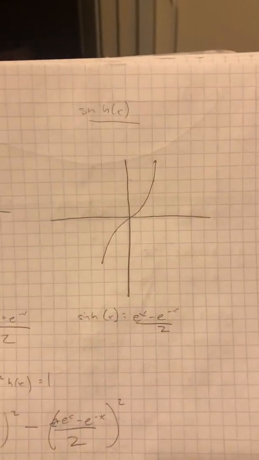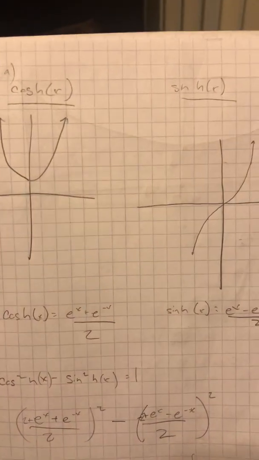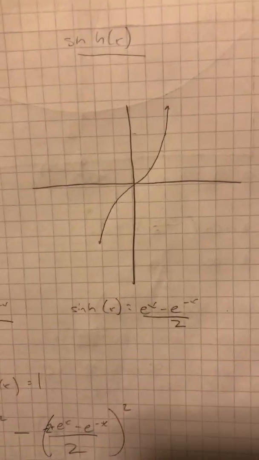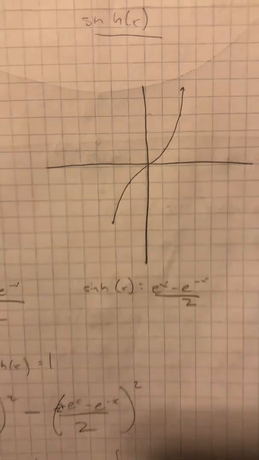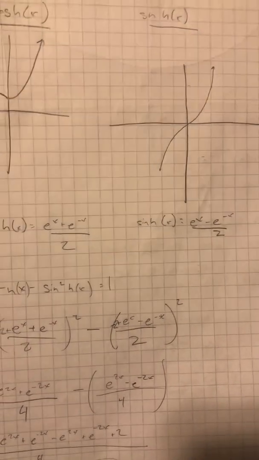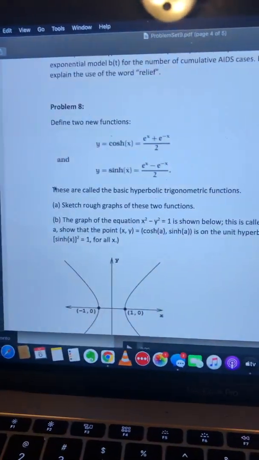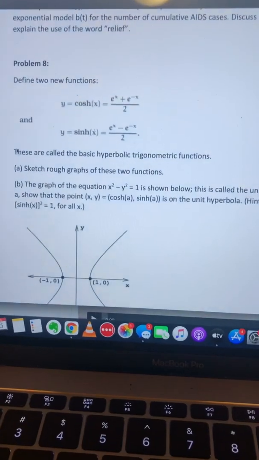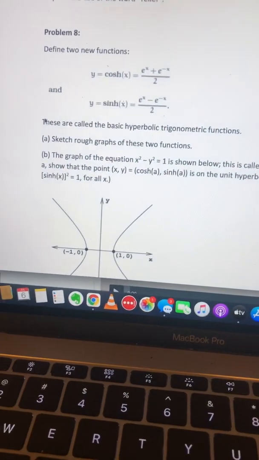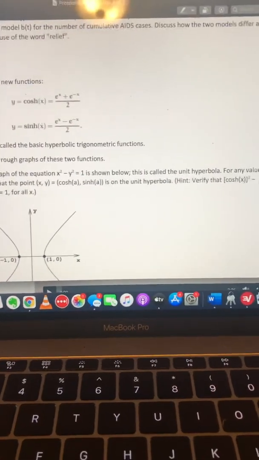It's just a parabola and this curvy wave looking thing, where on the parabola you have the vertex at 0, 1, and you have the middle of the curve at the origin. And there again, we wrote it out, cosh x and sinh x. And then it says graph the equation x squared minus y squared is equal to 1, which is shown below. Sorry, the graph of x squared minus y squared is shown below right there. This is called the unit hyperbola.